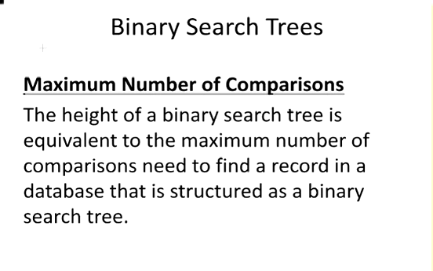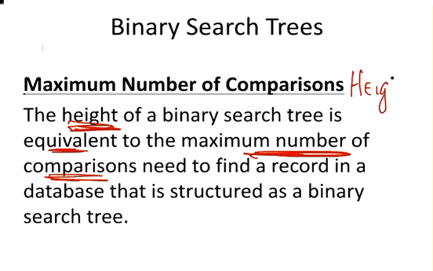Before we look at an example, we might also look at a related matter, the maximum number of comparisons to find a record in a binary search tree. The height of a binary search tree is equivalent to the maximum number of comparisons. So that's important. The height is equivalent to the maximum number of comparisons needed to find a record in a database that is structured as a binary search tree. So essentially, if you're asked for the maximum number of comparisons, you are really being asked the height. Okay, so let's look at an example now.